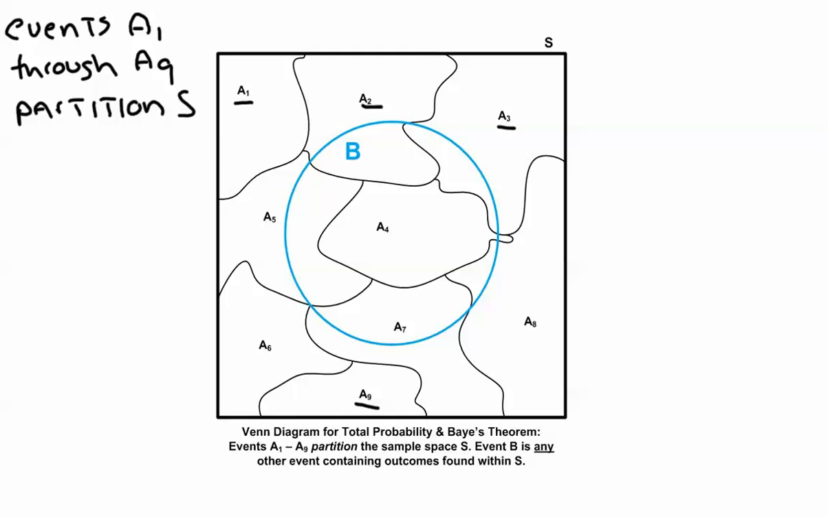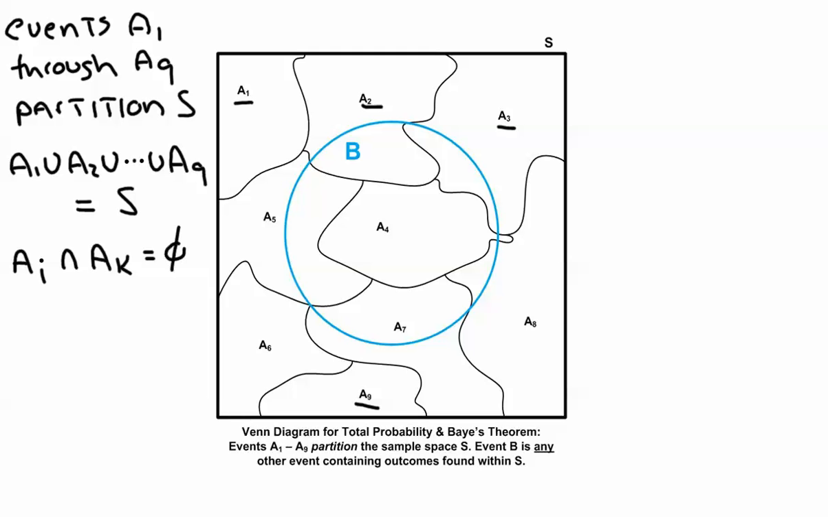S, meaning that A1 union A2 union all the way up to A9 all equals the sample space. They collectively exhaust the sample space S, and A_i intersect A_k equals the empty set where i is not equal to k. All right? The events A1 through A9 have no overlapping elements, and they collectively exhaust the sample space S.